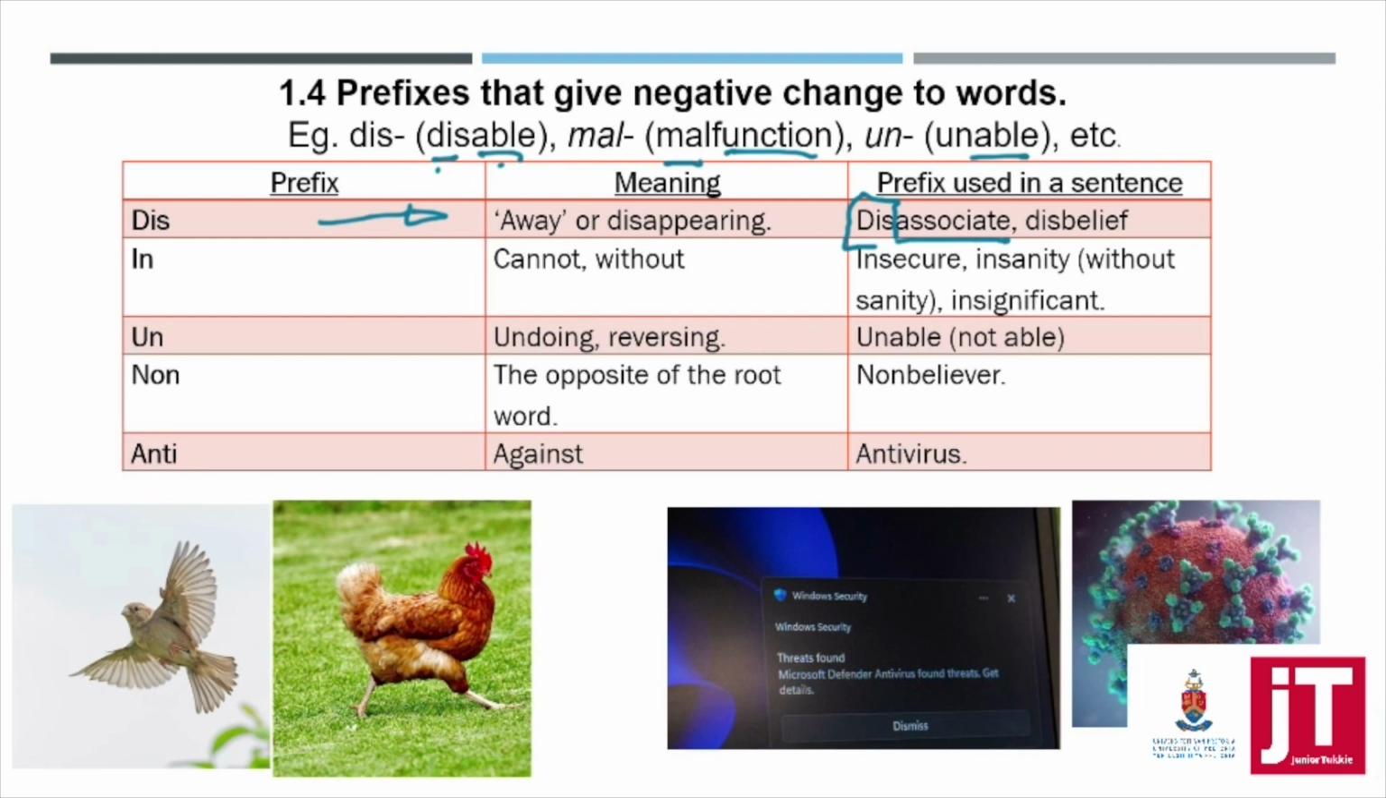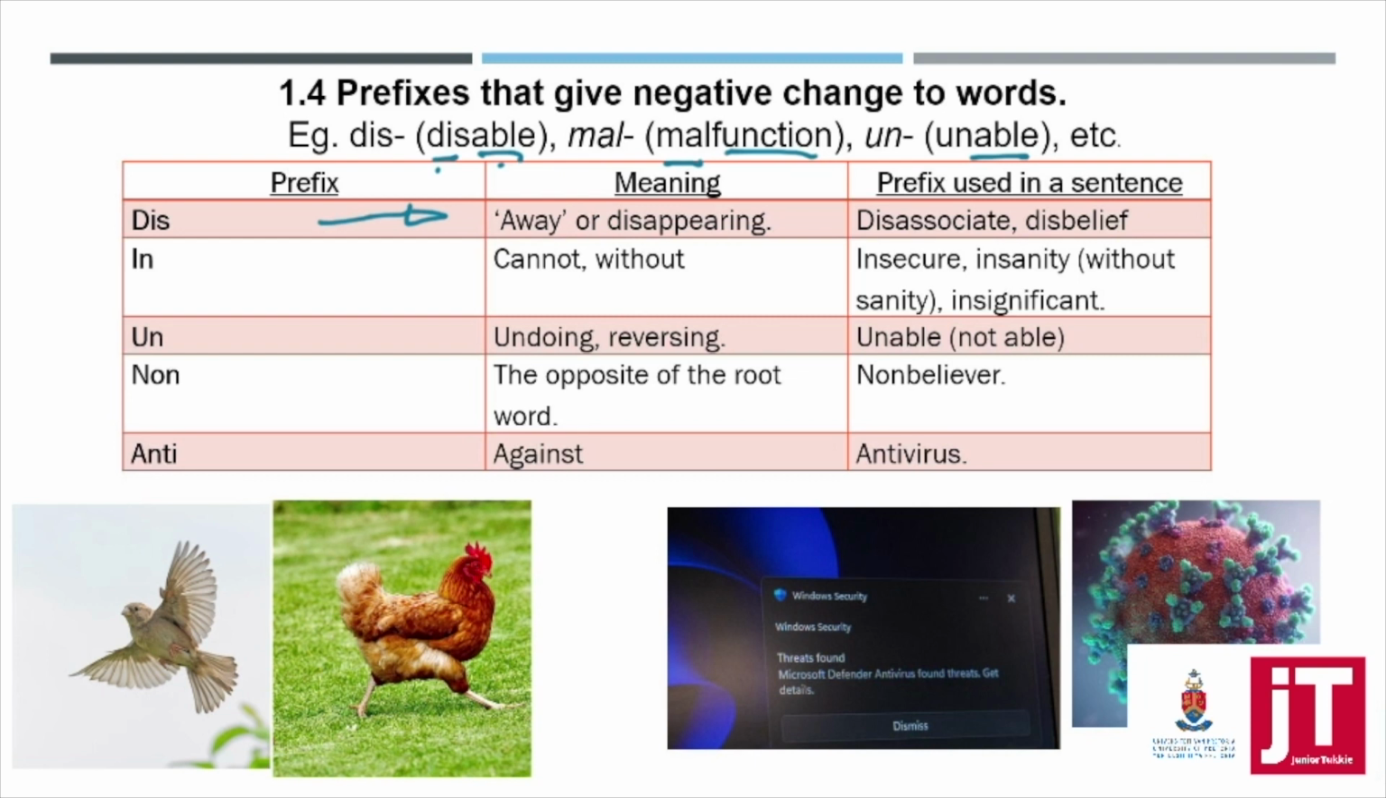I once used to believe, okay, that the pool could never go green, but now I am in disbelief. I no longer believe that. Okay, that belief that I had is disappearing as we speak. Okay, disbelief. Then we have the prefix in. Okay, in means cannot or without.